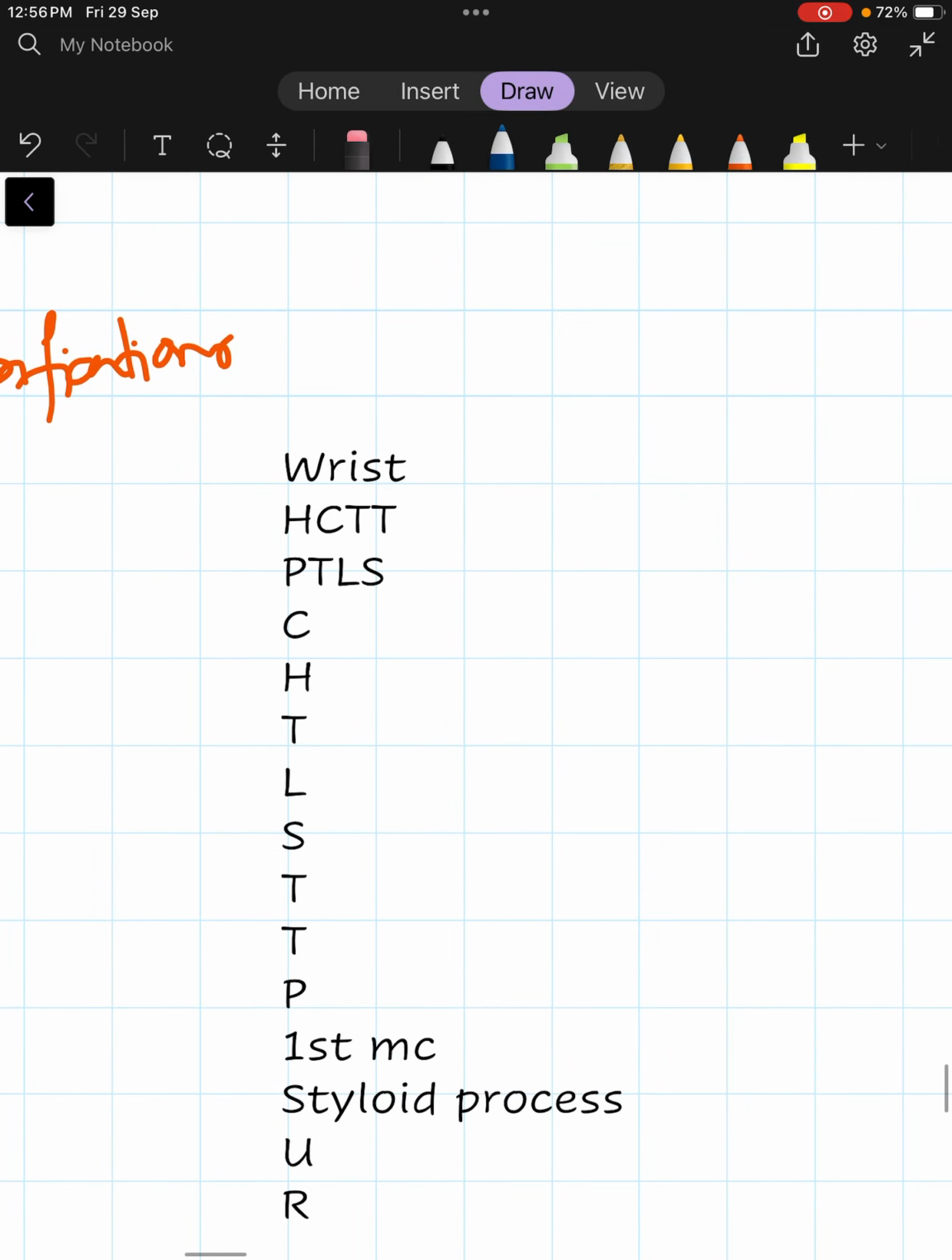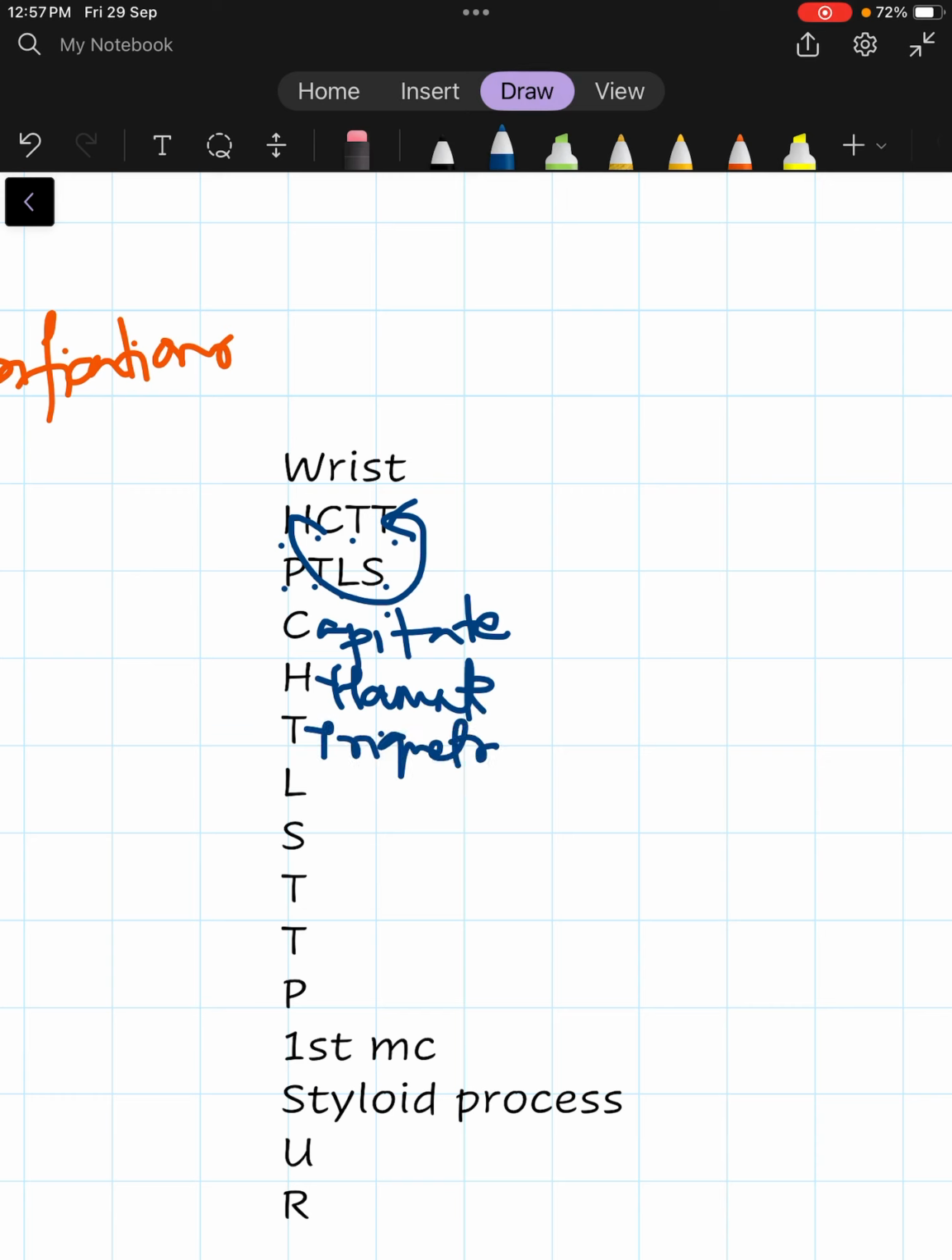Coming to the wrist, we know the mnemonic "She looks too pretty, try to catch her." Start from capitate and exclude pisiform and go spirally. That is capitate, hamate, triquetral, lunate, scaphoid, trapezium, trapezoid, pisiform.